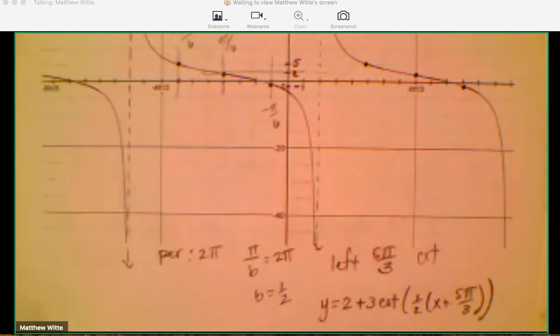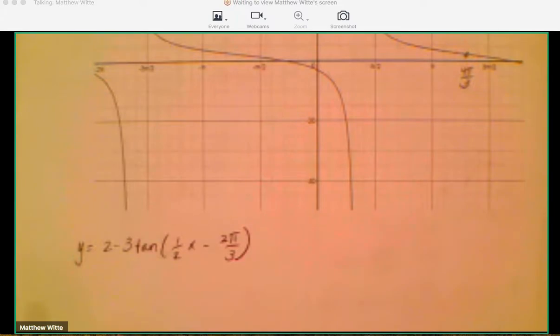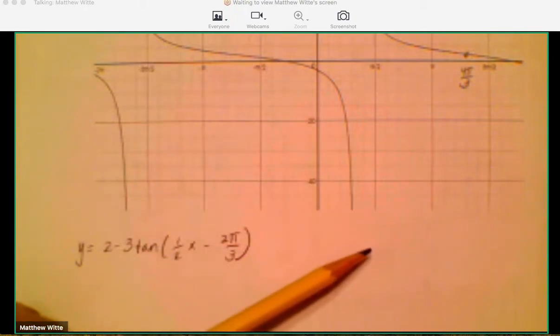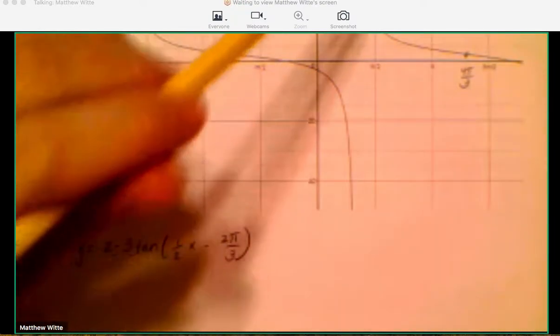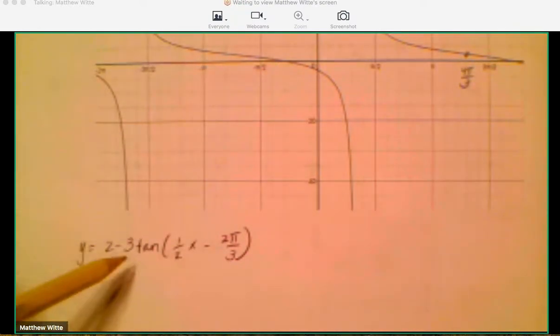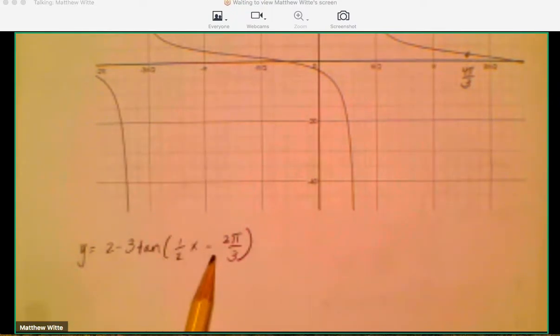Just a heads up, this is actually what I plugged into Desmos when I did it. So I actually used tangent. So I had 2 minus 3 tangent of 1/2 x minus 2 pi over 3. Notice that there's a minus here. That's because tangent does not decrease from left to right. So if I want to use a tangent curve, which usually increases along its domain, I have to say, ooh, I've got to put a flip in there. I could have put the flip in here. I could have also put the flip into both of these if I wanted to. Okay, so just heads up.